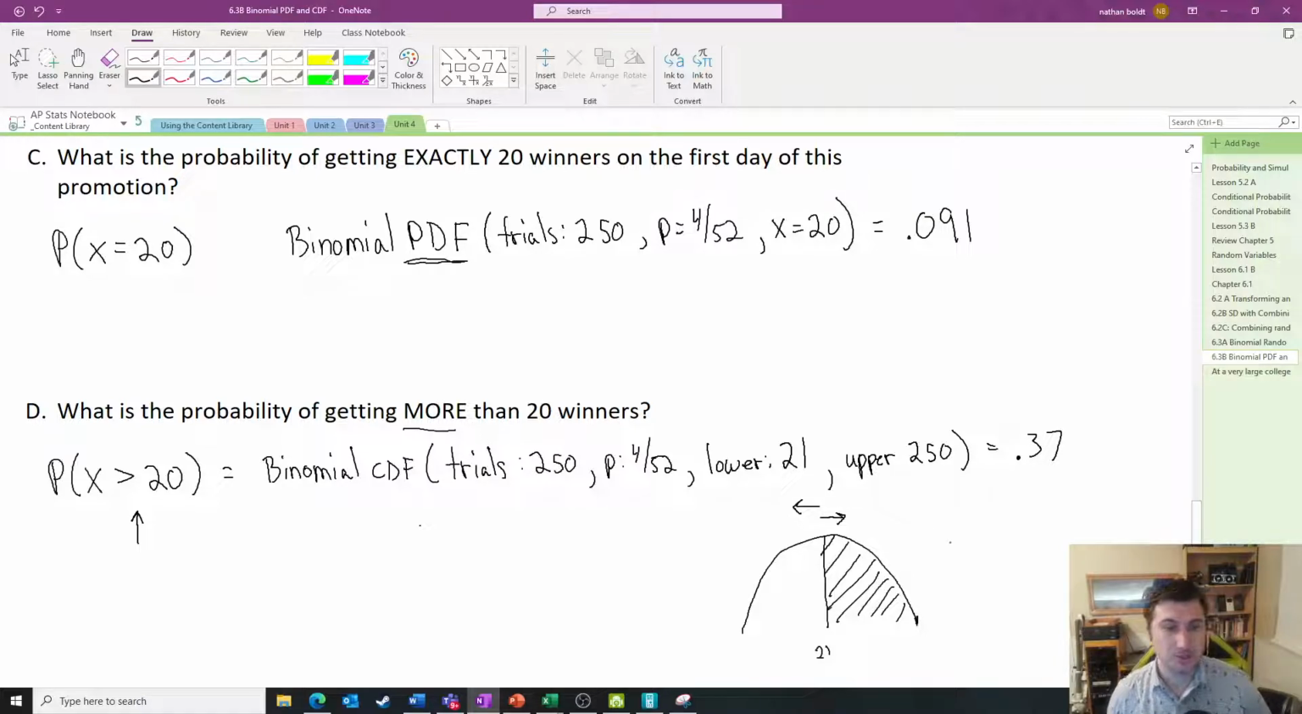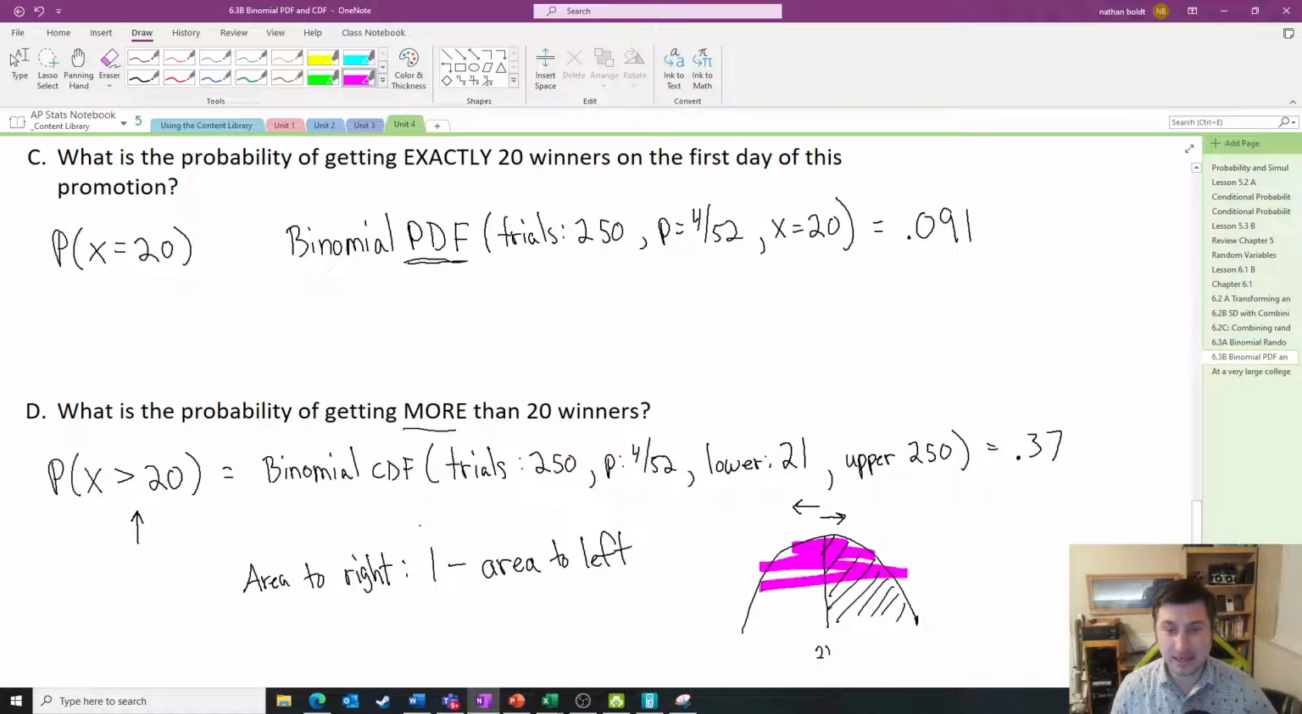All right. So what we have to do, if we want an area to the right, we have to use the complement rule and do 1 minus area of the left. Area to the left. Because remember, the whole thing has to add up to 1, 100%. Right? The whole thing has to add up to 1. So if we want the area on the right, we have to simply take 1 minus the area on the left. That will leave us with the area on the right.